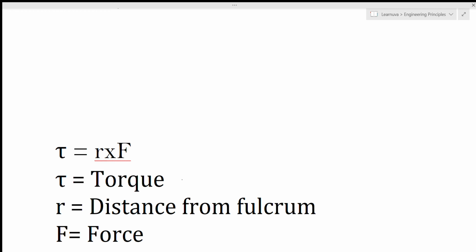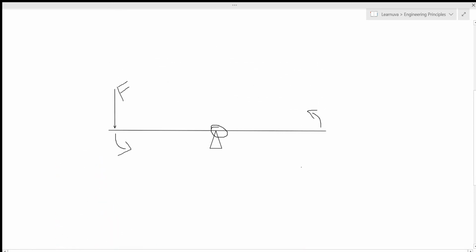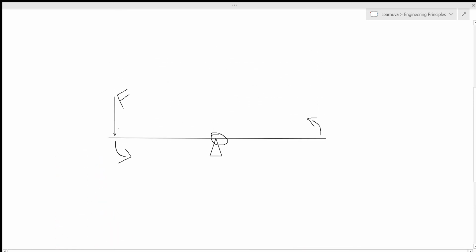The reason we're using a cross here and not something else is that the distance from the force and the direction that the force is being applied in have to be perpendicular, meaning they have to be at a 90-degree angle to each other. If we go back to our example, you can see that the force is being applied perpendicular to the seesaw.